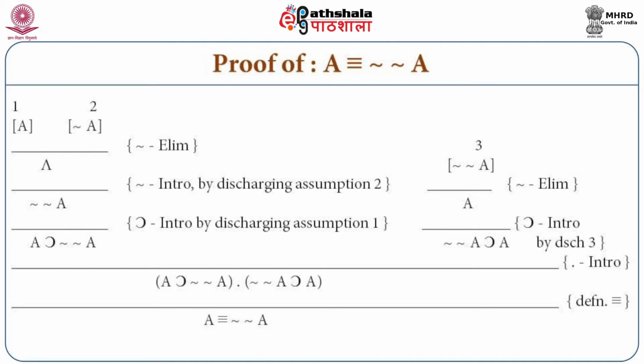Given these two derivations, A implies not A and not A implies A, with the introduction of conjunction, we can infer the conjunction of these two expressions: A implies not A and not A implies A. And by definition, which I have explained before, if A implies B and B implies A, it is definitionally equivalent to A if and only if B. In this case, because they imply each other, A is therefore materially equivalent to not A.